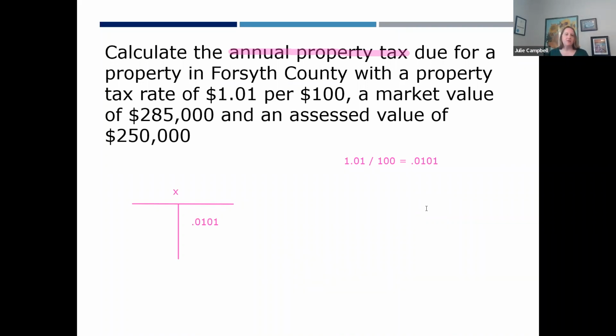Then I have a market value of $285,000 and an assessed value of $250,000. Go back to your formula. Does your formula want the market value or the assessed value? It wants the assessed value, doesn't it? So the fact that it gave you the market value of 285, that's called a distractor. Do y'all know what a distractor's job is? To distract you. If we don't know the formula, it's so easy to want to do something with that 285,000.